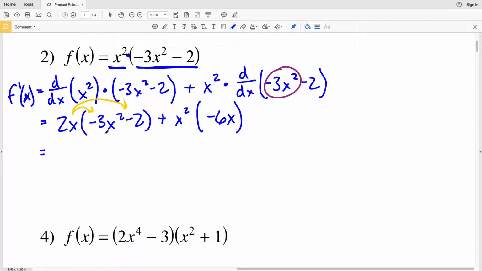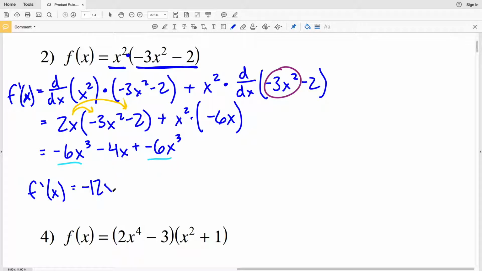So 2x times negative 3x squared is negative 6x cubed, and I'm subtracting 2x times 2, which is 4x. That gets added to x squared times negative 6x, which is negative 6x cubed. So you can see that now we have a like term, negative 6x cubed and negative 6x cubed. So our derivative of f of x is going to equal negative 6x cubed plus negative 6x cubed, which is a negative 12x cubed, and that's going to be subtracted by 4x. So negative 12x cubed minus 4x is our solution in number 2.